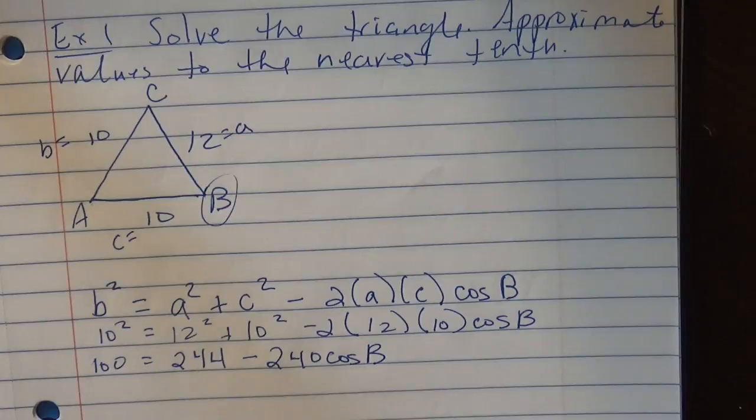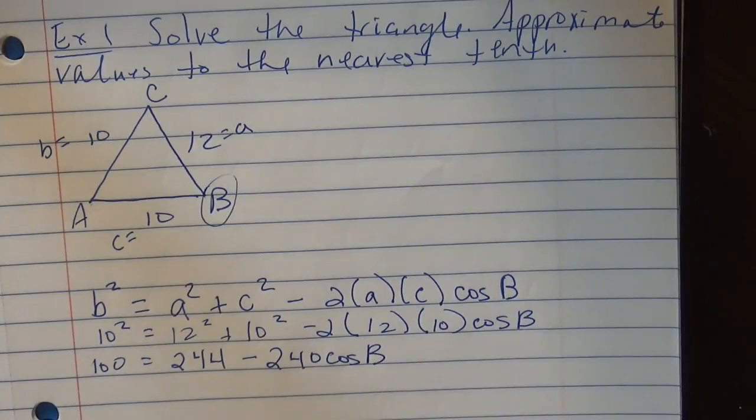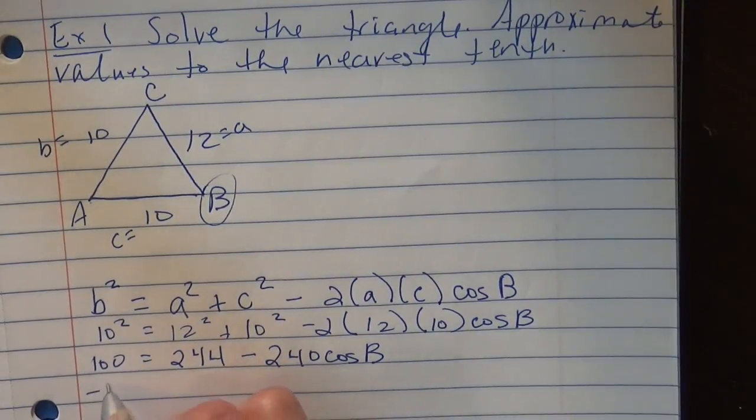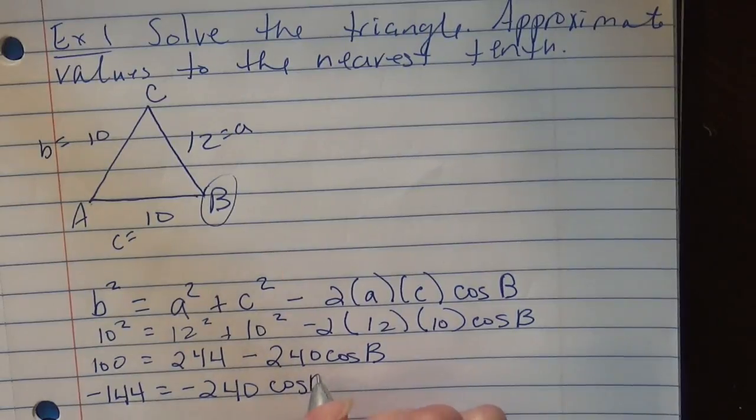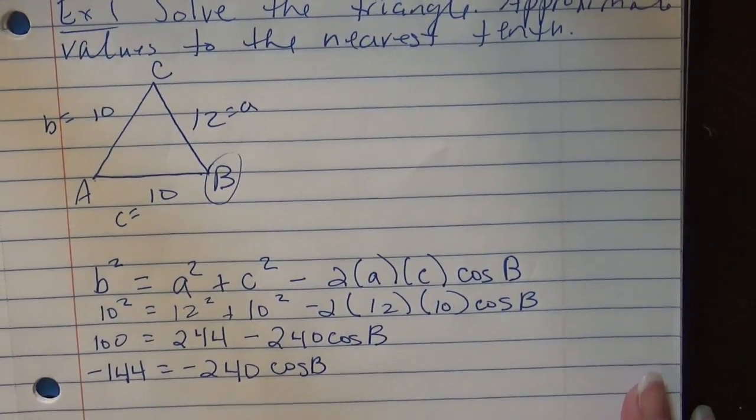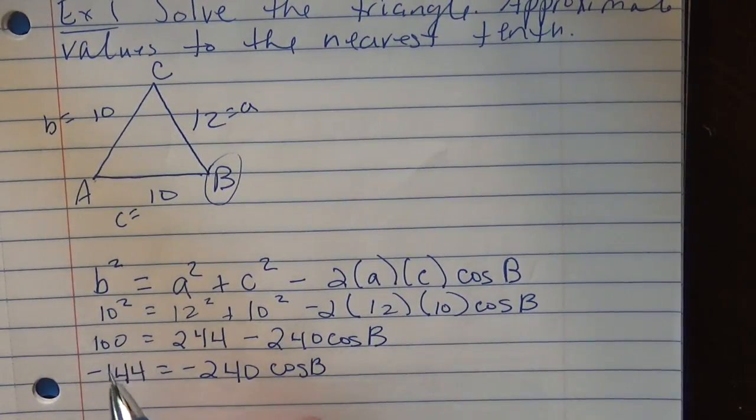And let's subtract 244 on both sides. So that's going to give us negative 144 equals negative 240 cosine B. And then divide both sides by negative 240.